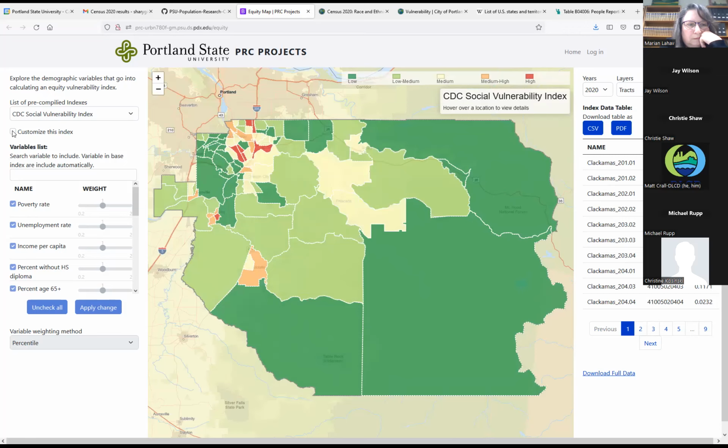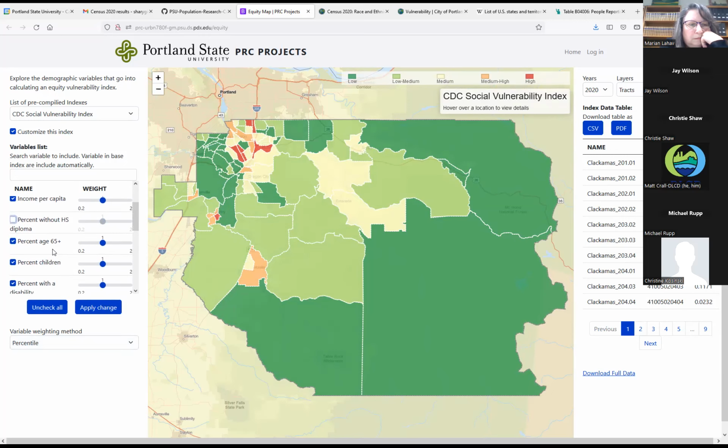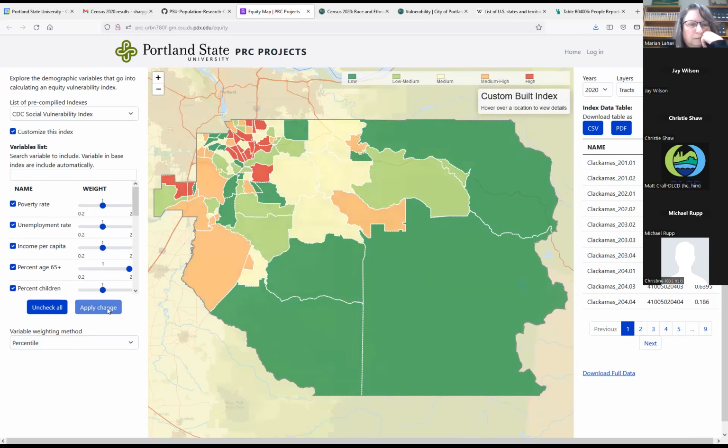So if you like the SVI, but you think that for a particular purpose, something like the population that is 65 plus is much more important than everything else that's part of that basket, we could say we're not interested in population without a high school diploma. Let's take them out of the calculation, and let's increase the weight on the population 65 plus to be twice as important as every other variable in there. And then we can apply that change and get a new index that's calculated according to the same methodology as the SVI. You have the choice of the Z-score ranking or the percentile ranking that's used in the SVI.